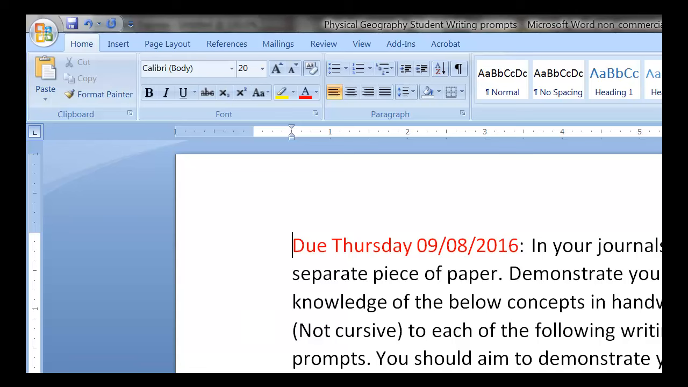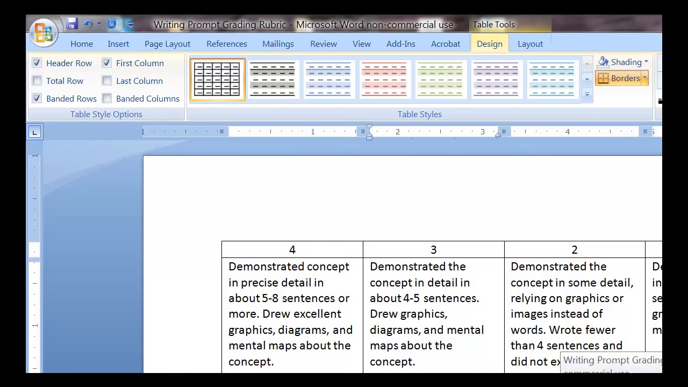And this is much more efficient and better for you guys than just giving you a multiple choice exam, which doesn't demonstrate a whole lot. All right, here's your rubric.